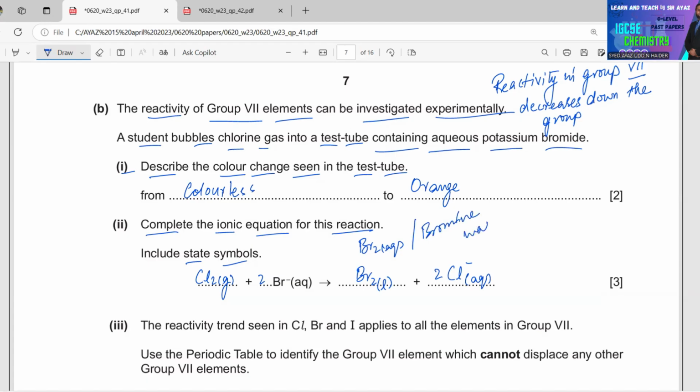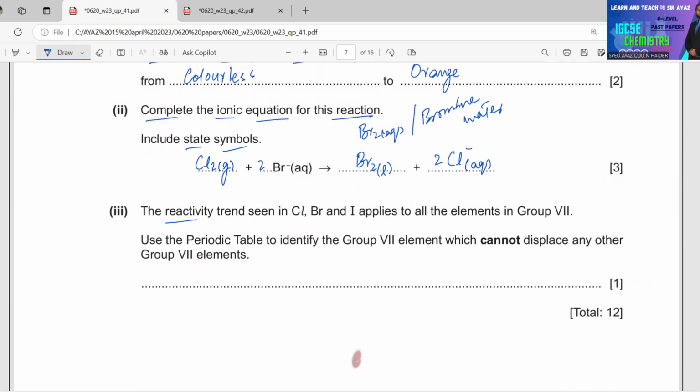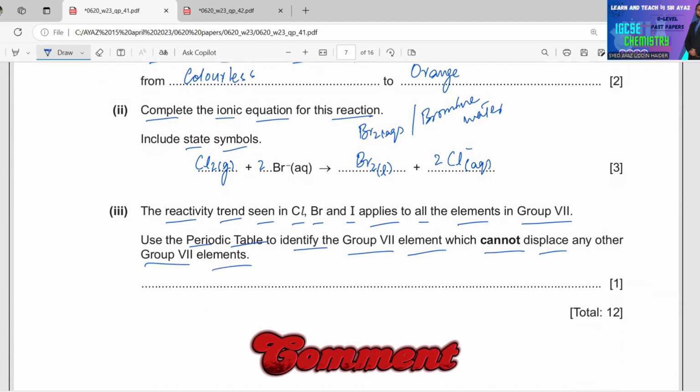So it's also acceptable. Otherwise, bromine exists in the liquid state. The reactivity trend seen in chlorine, bromine, and iodine applies to all the elements in group 7. Use the periodic table to identify the group 7 element which cannot displace any other group 7 elements.